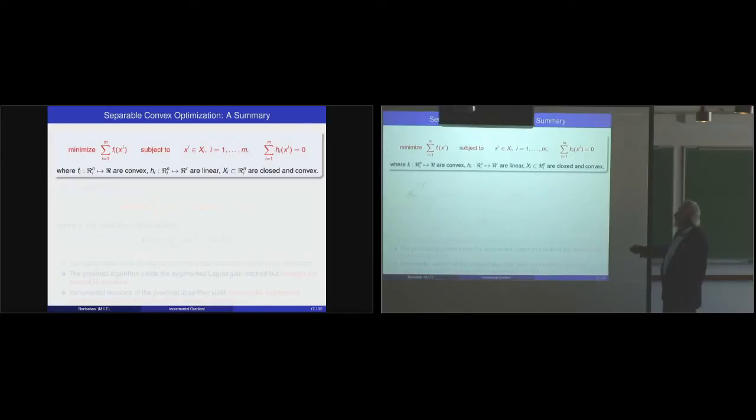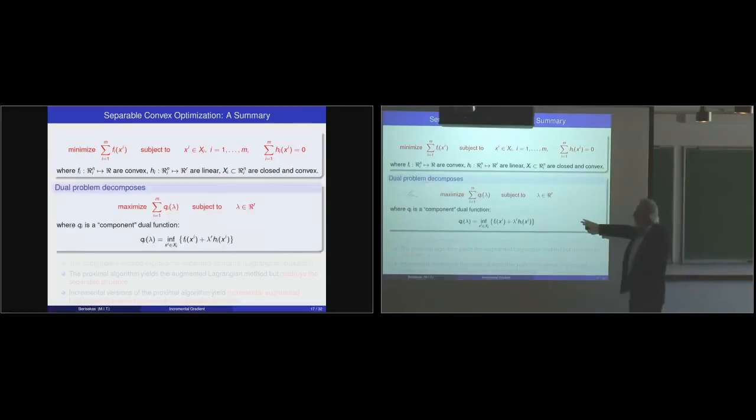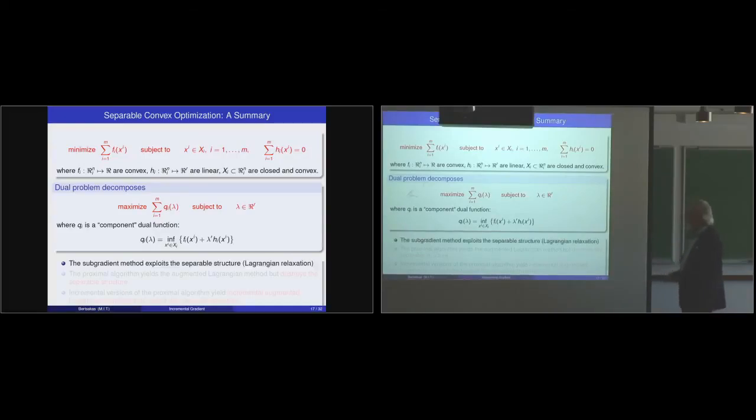And here's the problem. Minimize a separable cost function subject to separable constraints. Convexity assumed throughout. I'm just repeating what I said before. The dual problem decomposes and can be written as minimizing the sum of dual components, and becomes suitable for application of the incremental ideas.